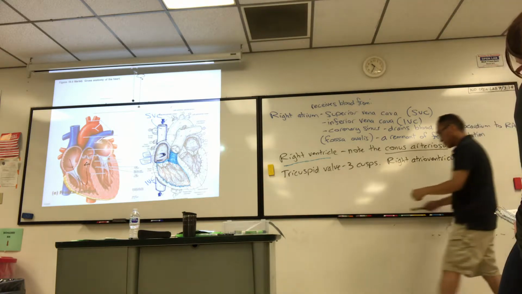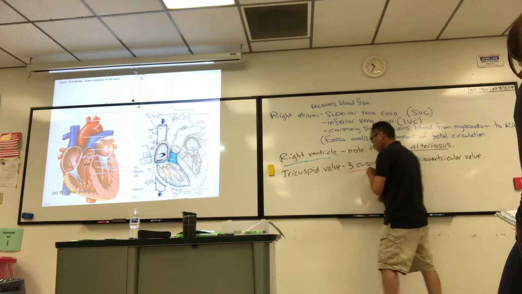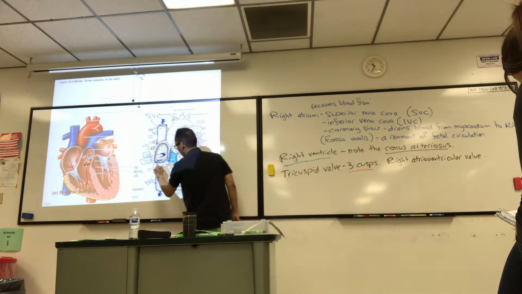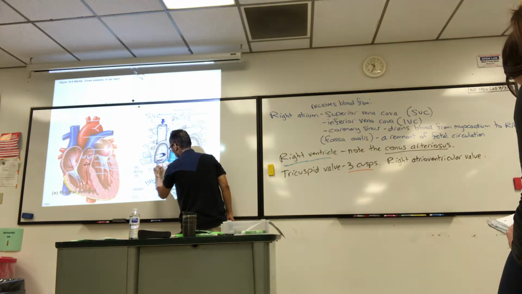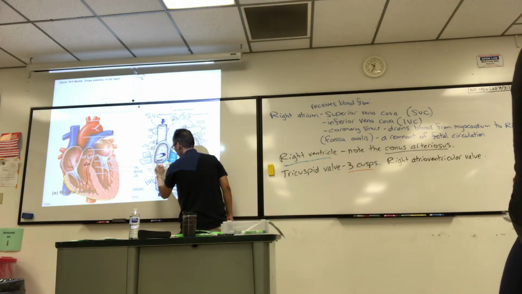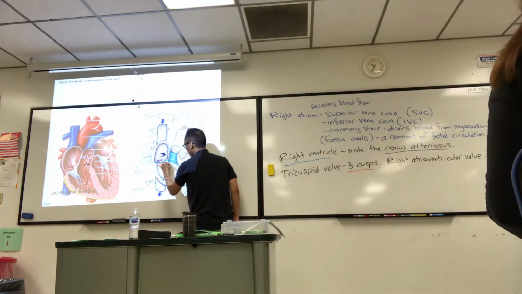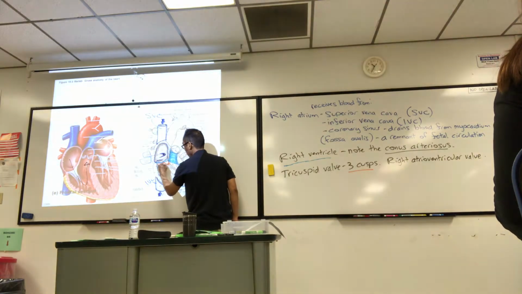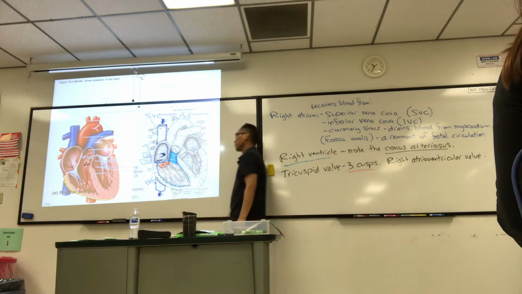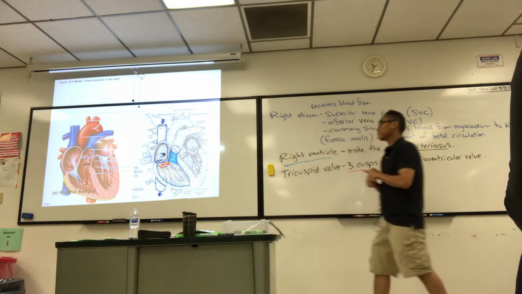I'm going to color the cusps. Well, how about orange? They're right here on the coloring plate. There's three of them. There's one. There's another one. There's another one. So I'm coloring the three cusps. Okay, so I just colored the cusps.